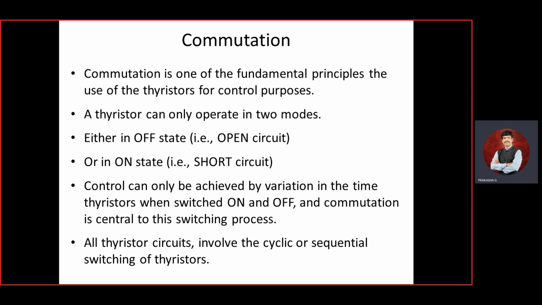Control can only be achieved by variation in the time thyristors are switched on and switched off, and commutation is central to this switching process. Once again, he has given a different statement saying that commutation is the process by which you can control the thyristor on and off state. All thyristor circuits involve the cyclic or sequential switching of thyristors.